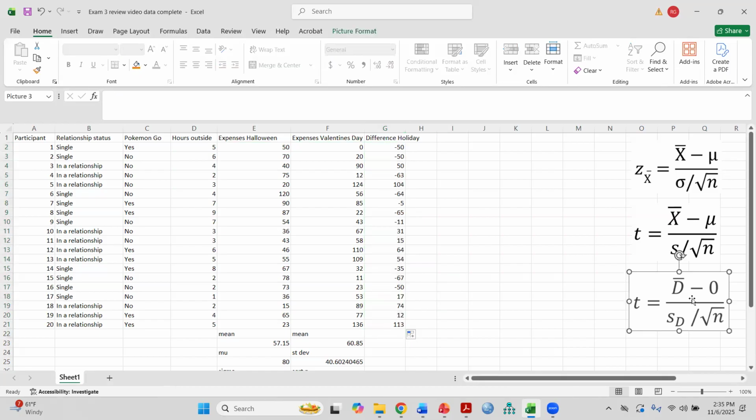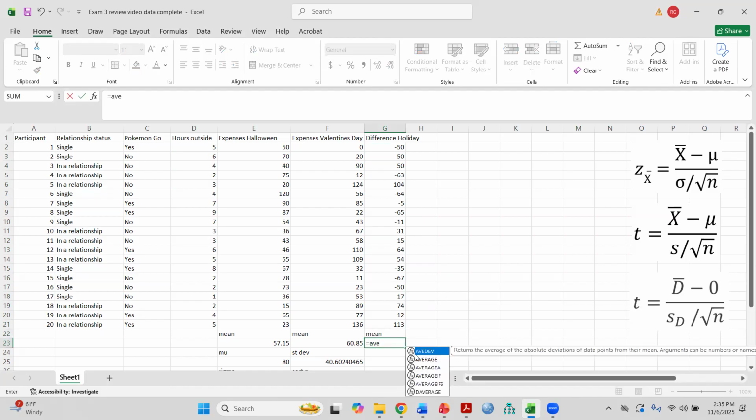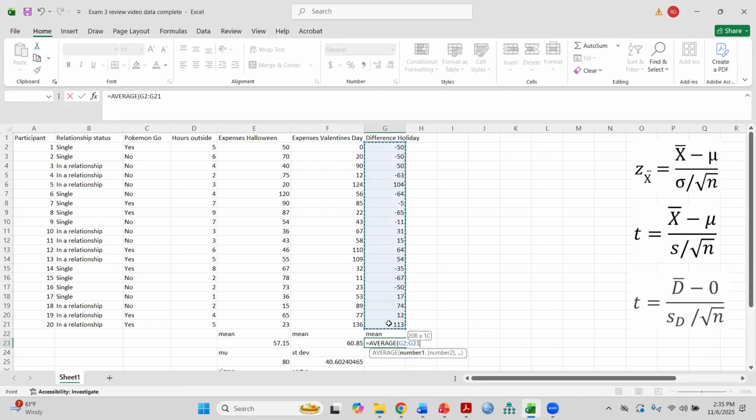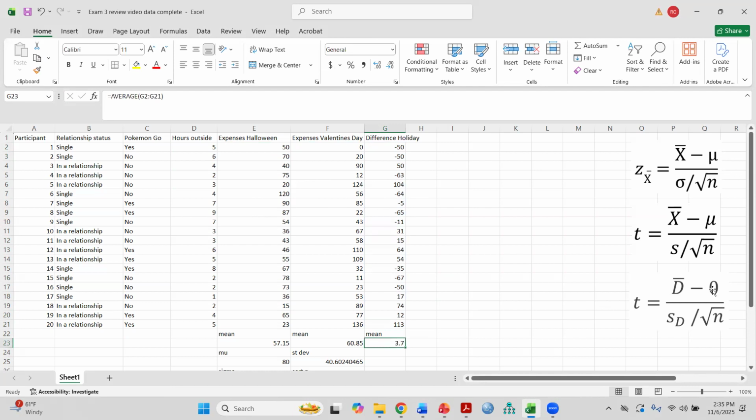Now, I need to find the average, the mean of those difference scores. Okay, so I'm going to write mean down here equals average. And I'm going to figure out for all of these difference scores, remember, not the original raw data, the difference scores is what you're interested in for a dependent samples t-test. The mean difference, the mean of the difference scores, is 3.7. So on average, people are spending 3.7 more dollars on Valentine's Day compared to Halloween.